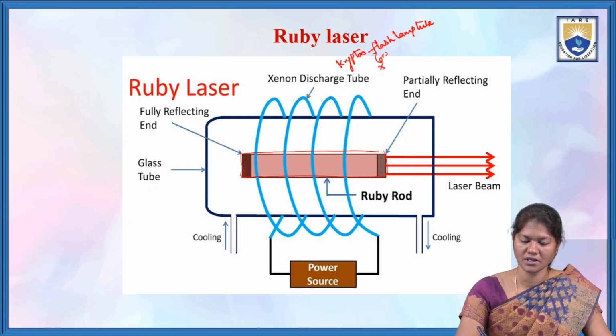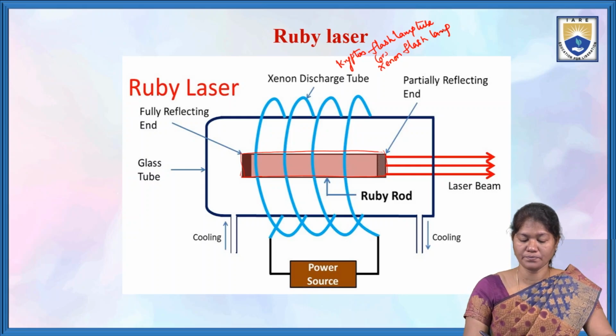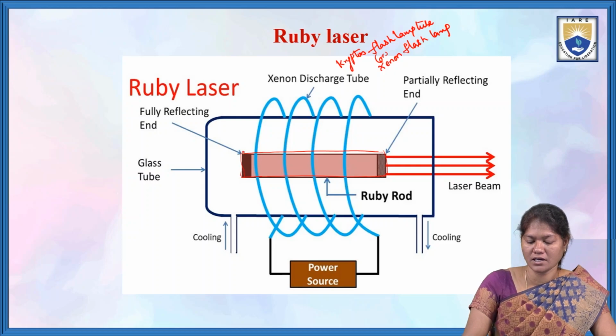Or else xenon flash. So here there is a ruby crystal rod.